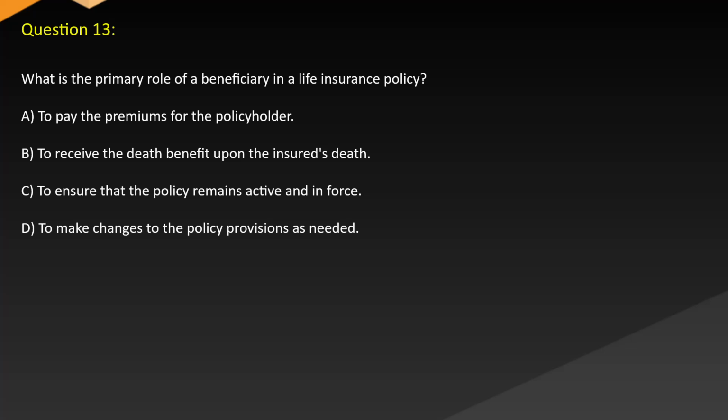Question 13. What is the primary role of a beneficiary in a life insurance policy? A. To pay the premiums for the policyholder. B. To receive the death benefit upon the insured's death. C. To ensure that the policy remains active and in force. D. To make changes to the policy provisions as needed.